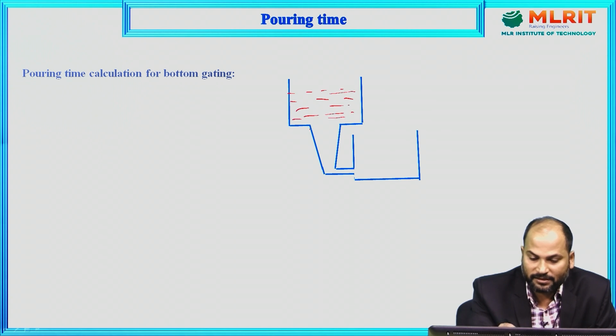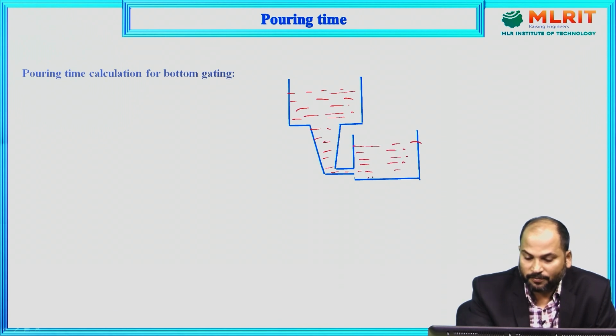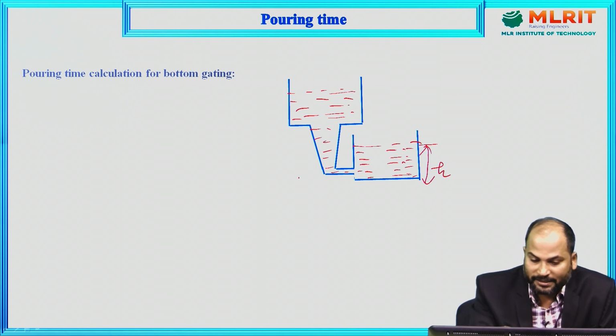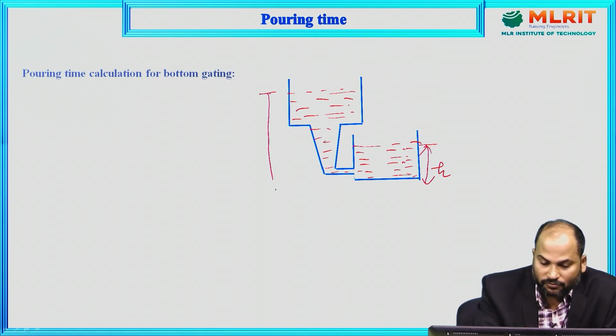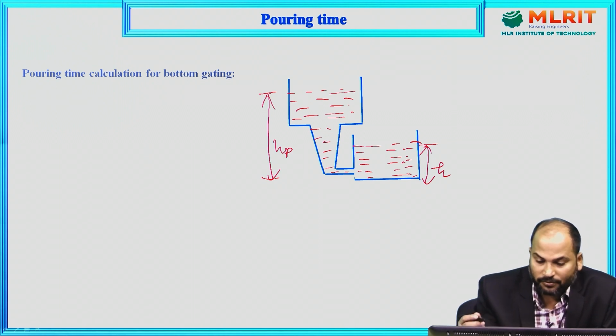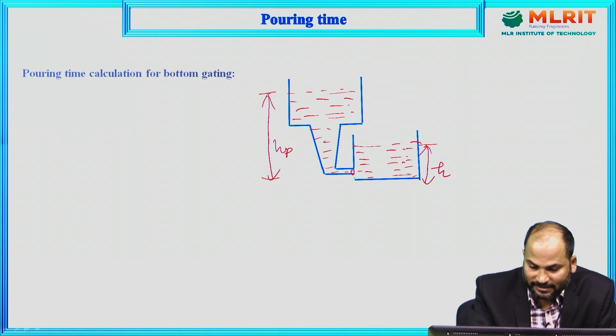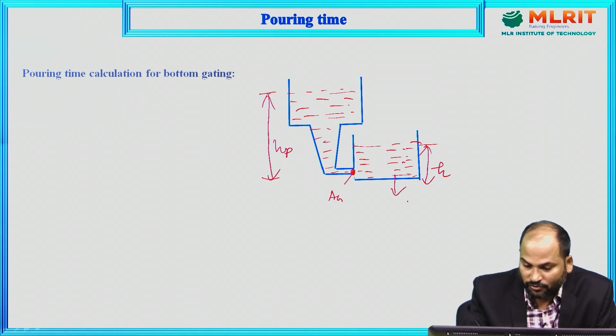We are assuming that this is the liquid inside this one and it is going inside that, and at a particular time the liquid is up to height H in this one. Just like the top gating system, we are assuming this height is also H, and the height from this one to this section we are taking as HP. The area at this section where the liquid is entering the mold cavity we are taking as AG, and the area of cross section of this mold cavity we are taking as AM.